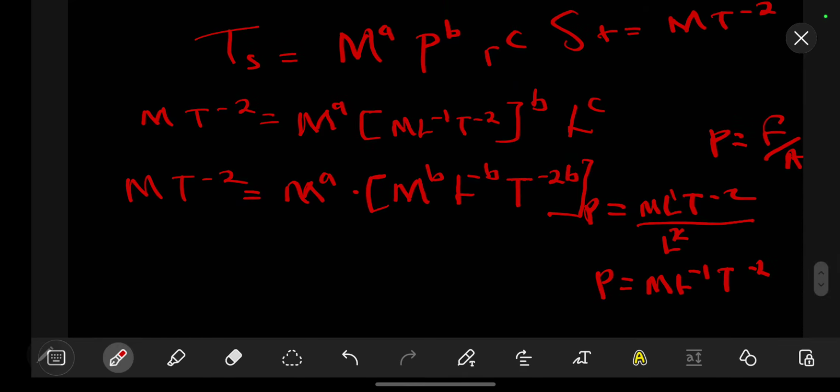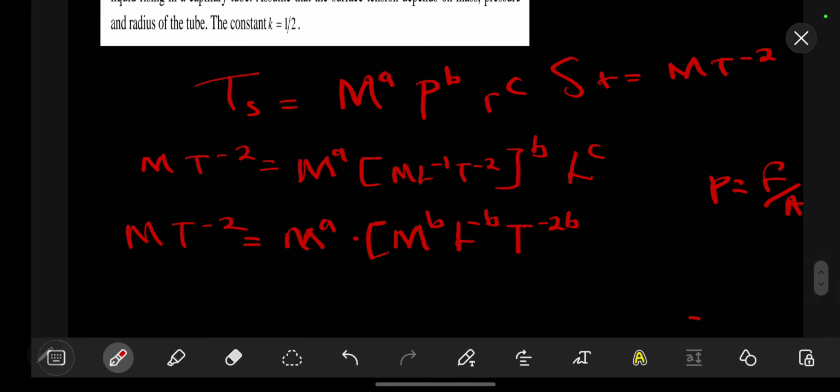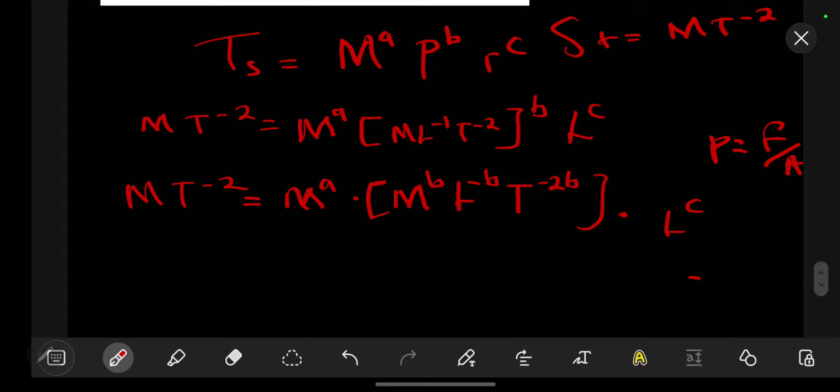So we can first simplify things. We even have the L, which is L to the power of c. So we have times L to the power of c. Now let's simplify. We have MT^-2 should be equal to, so this M to the power b, let it multiply.